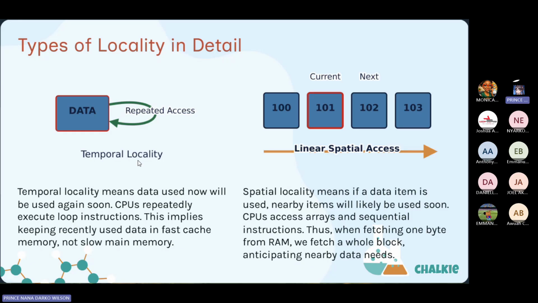Spatial locality means if a data item is used, nearby items will likely be used soon. The central processing unit accesses arrays and sequential instructions. Thus, when fetching 1 byte from RAM, we fetch a whole block, anticipating nearby data needs. So this image right here demonstrates temporal locality, where one single data value is repeatedly accessed, and for that reason, it is kept very close to the memory.